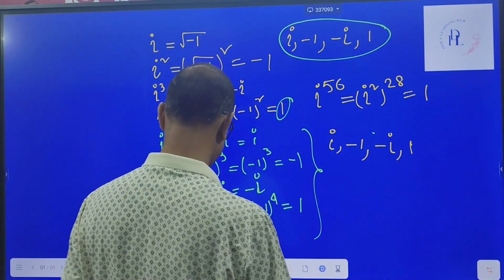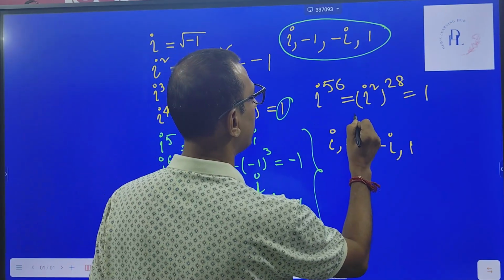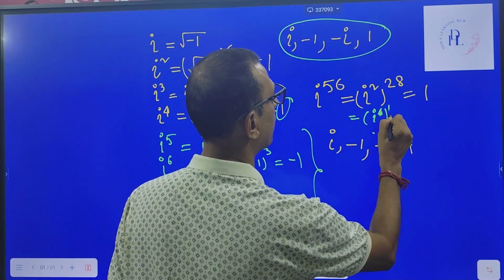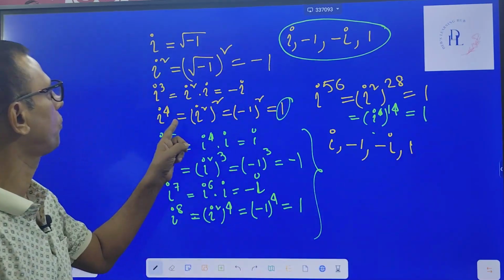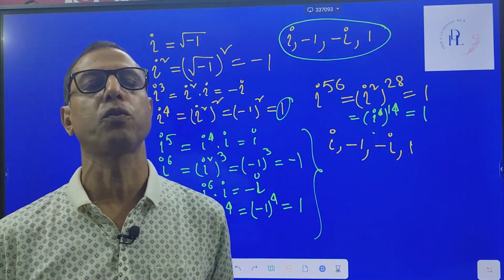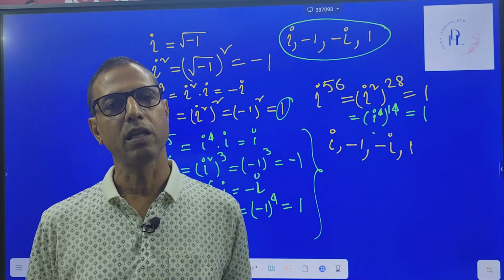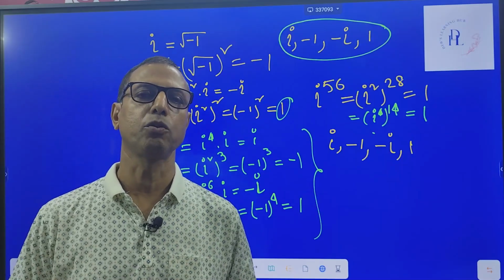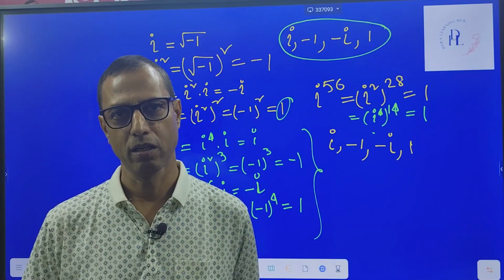Or if you utilize i to the power 4, then it is i to the power 4 whole to the power 14. That means 1 to the power 14, that is 1, because i to the power 4 equals 1. Already you know. So just remember either i square equals minus 1 or i to the power 4 equals 1. So whatever is the power of i, it does not matter. You can find out the value. Either the value will come as 1, or it will come according to i. Either imaginary or real. Got it?